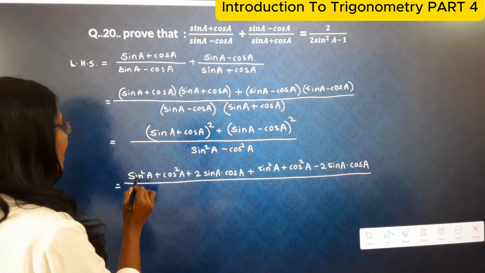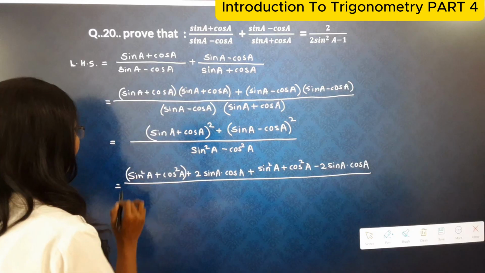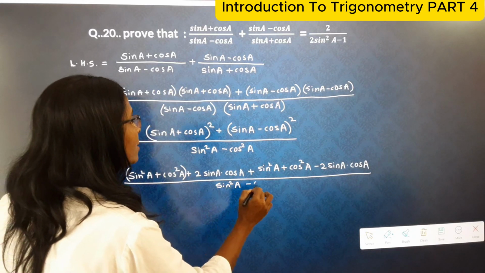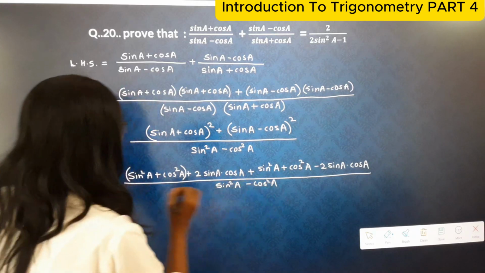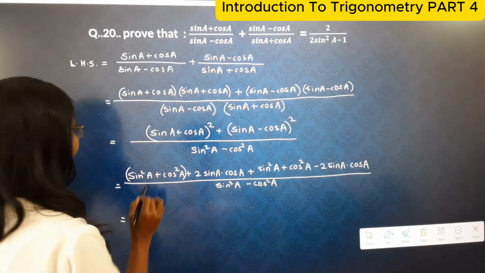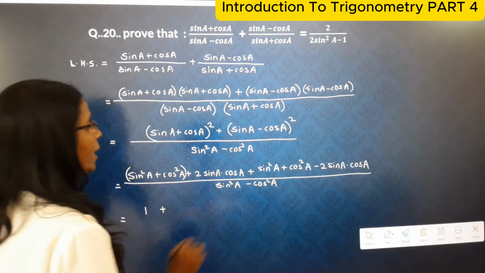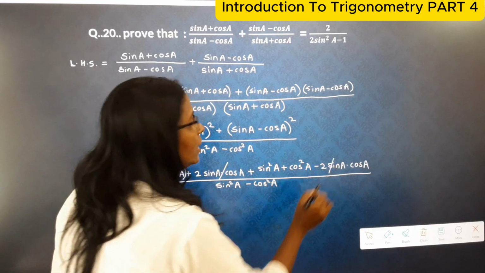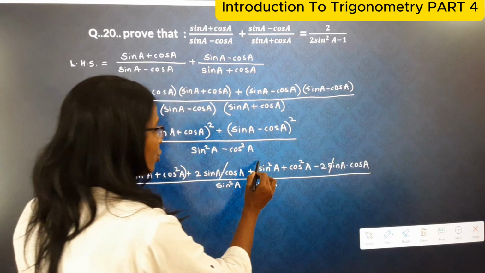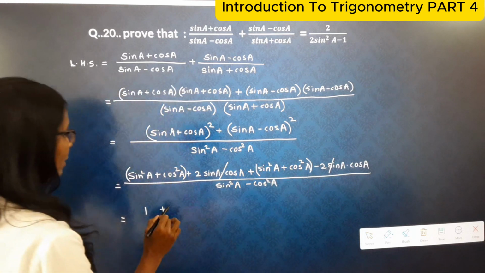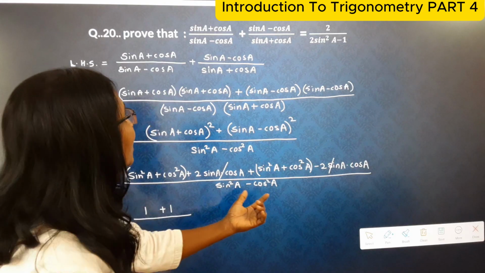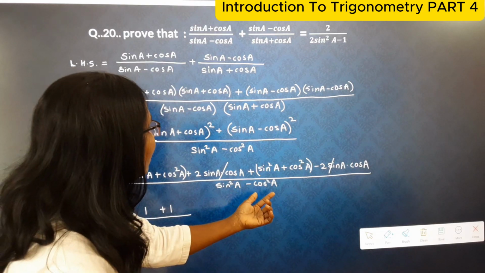So now here sin square A plus cos square A, that means the answer is, here I write the sin square A minus cos square A. So now here the answer is 1. So plus. Now here 2 sin A cos A and here minus 2 sin A cos A. So it will get cancelled. And here also sin square A plus cos square A, that will be the 1. So here divided by, now here sin square A minus here cos square A.